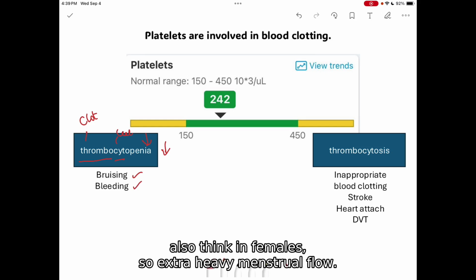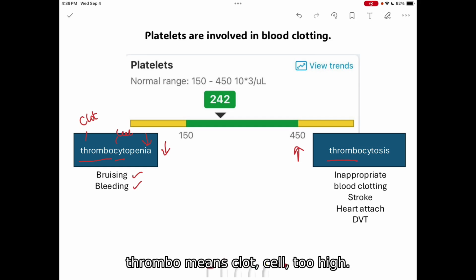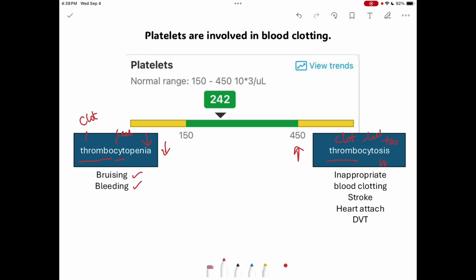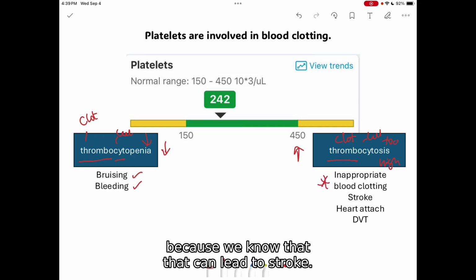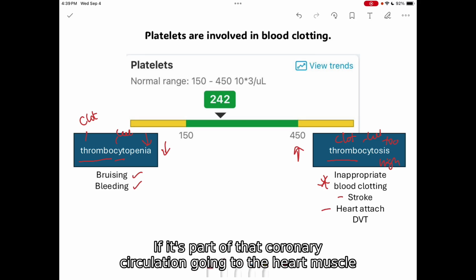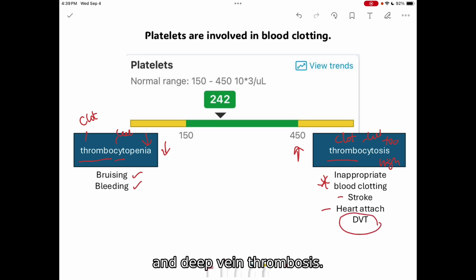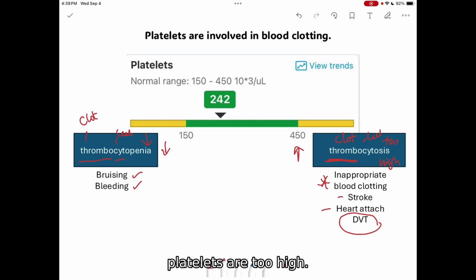Also think in females, extra heavy menstrual flow. If someone has too many platelets, so now we're on the high side, thrombo means clot, cyte means cell, too high. And what we don't want to happen is inappropriate blood clotting, because we know that that can lead to stroke if it's blood supply going to the brain. It could lead to heart attack if it's part of that coronary circulation going to the heart muscle, and deep vein thrombosis. So you're going to get too many thrombi or clots if platelets are too high.